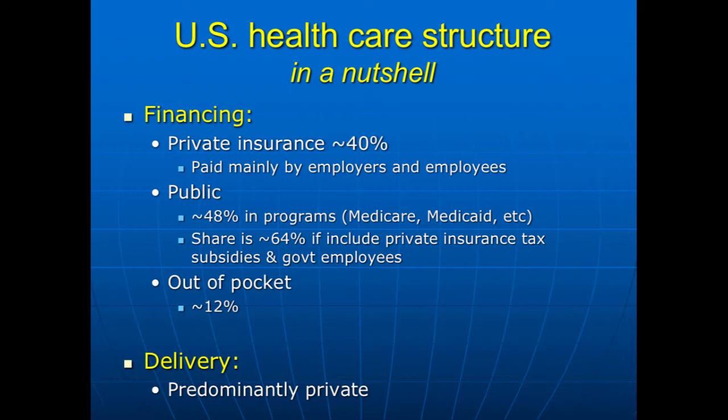However, the public share of financing is actually quite a bit higher than that. If we include federal government subsidies for employment-based insurance and the full cost of private insurance for government employees, then public coffers pay for nearly 2/3 of all health spending. That means we pay more per person from public funds than any other country pays in total. Out-of-pocket spending by individuals makes up the remainder. Delivery of healthcare is simpler. Providers are predominantly private. The public system provides about 1/5 of all care.